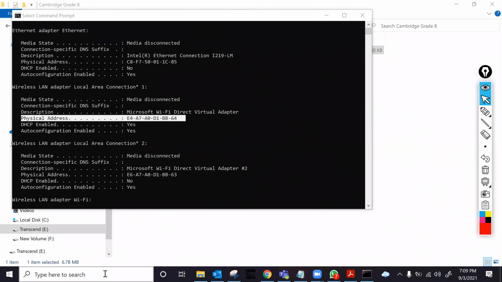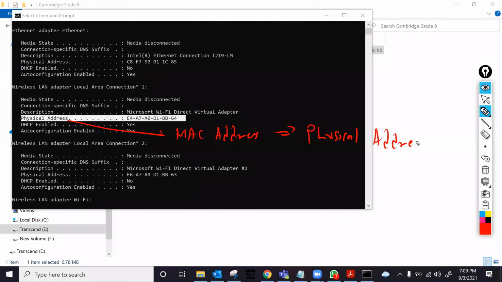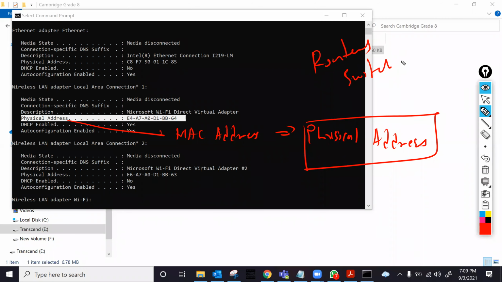And remember, in a computer, it never says MAC address. It says physical address. In which devices will it say MAC address? Normally, devices like routers and switches will mention that. Mobile devices also sometimes have a MAC address. You can test in the network option in your mobile.